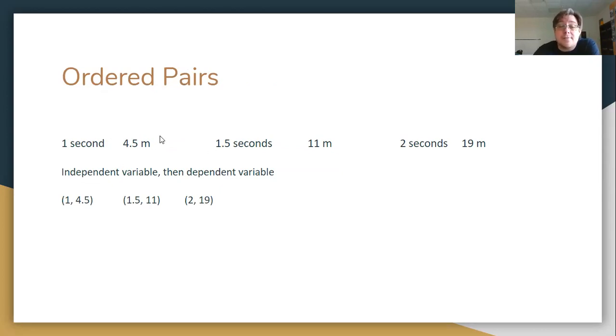So we have our 1 second, 4.5 meters. We're going to create an ordered pair in parentheses. So we have (1, 4.5). We have our (1.5, 11), and our (2, 19). Always written out with commas separating the input and output, and written in parentheses. So this is our ordered pairs.